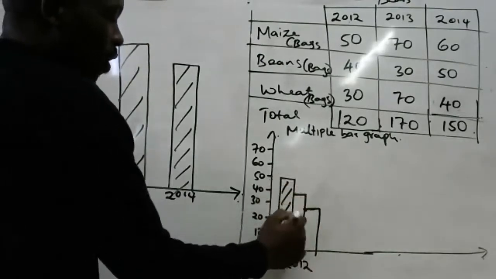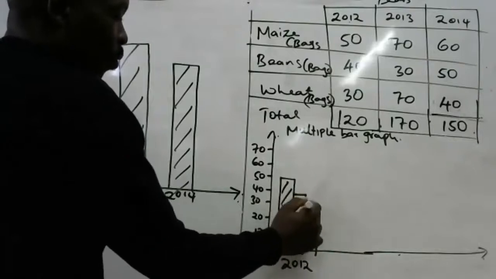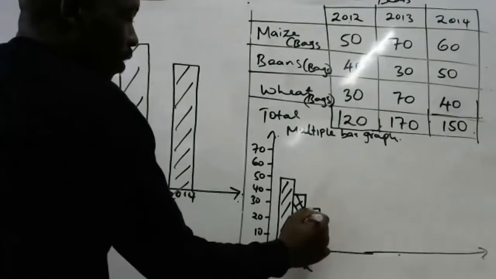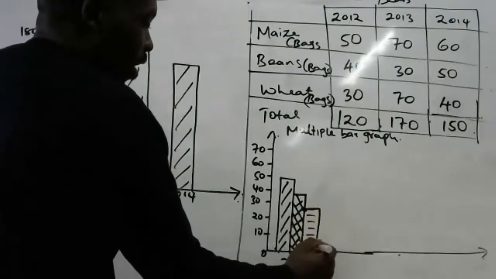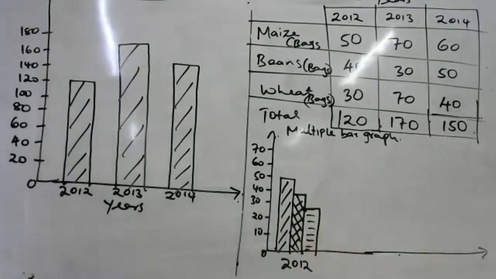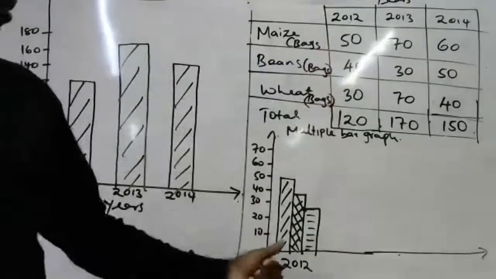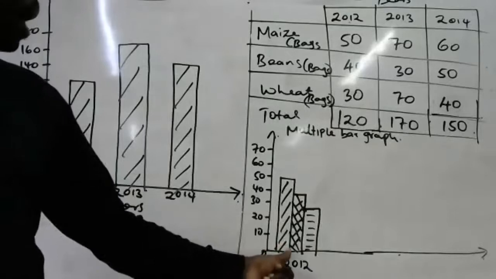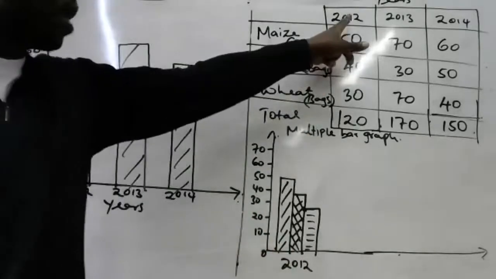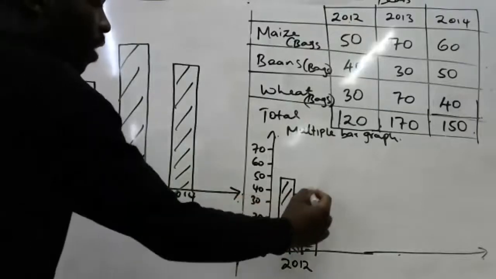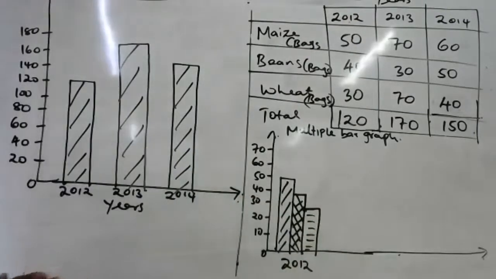Then we can shade that one this way, the other one we can shade differently, and then the other one like that. So for 2012, each of the items has its own bar, but because all of them are for 2012, they are joined together. Where this one ends, the other one begins.